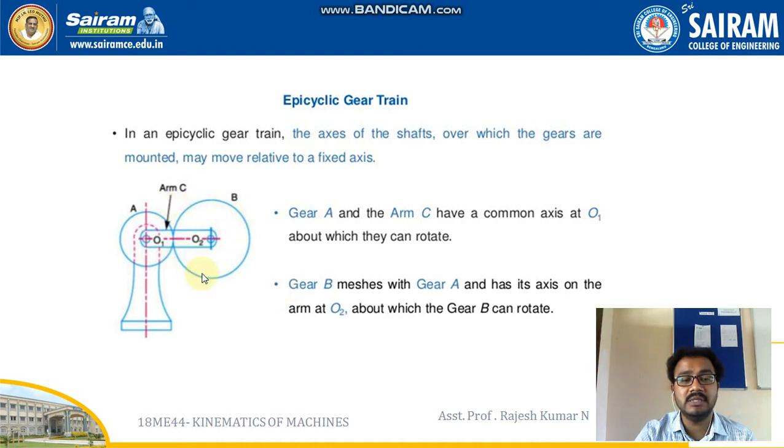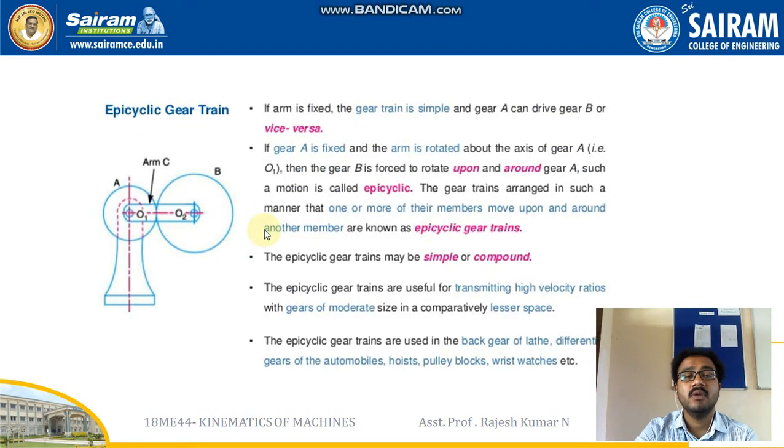Similarly, this is gear B. Gear B meshes with gear A and has its axis on the arm at O2, about which this gear B can rotate. So, the detailed explanation is here. If the arm C is fixed, the gear train is a simple kind of gear train, because gear A is the driver and gear B will be the follower, and gear A can drive gear B or vice versa.